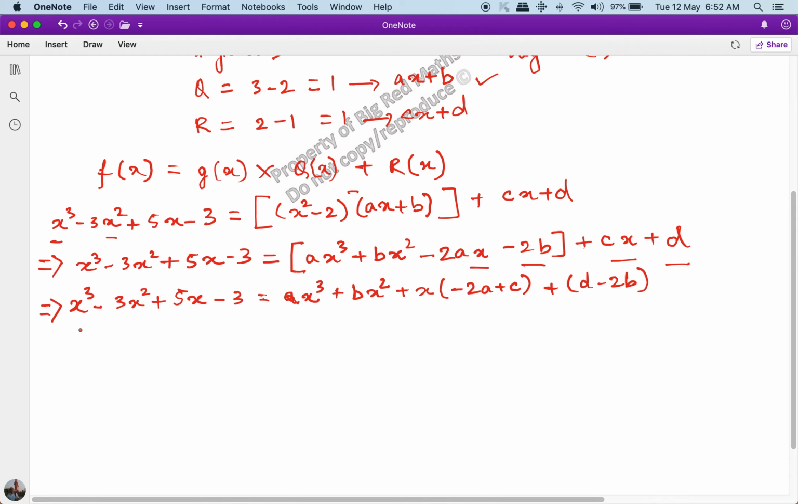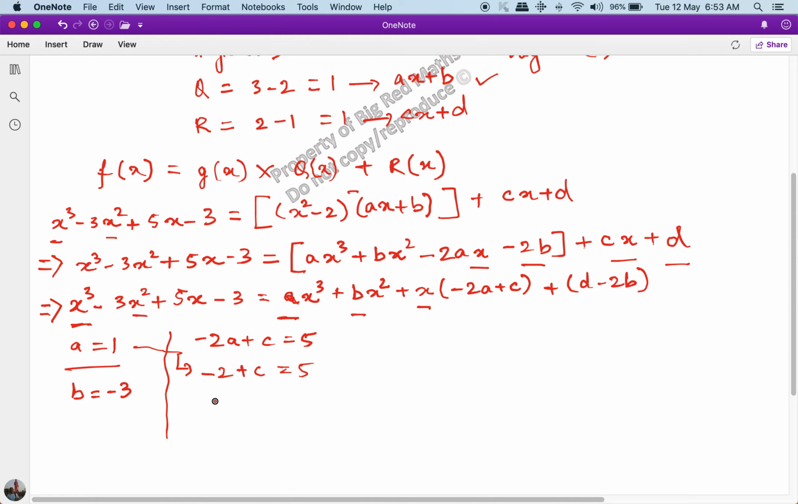Now you see, what is the coefficient of x cubed? Comparing the coefficient of x cubed on both sides, I find that a is equal to 1. Now compare the coefficient of x squared with the coefficient of x squared, and you get b is equal to minus 3. Now let's compare the coefficient of x with the coefficient of x. You get minus 2a plus c is equal to 5. But I know that a is equal to 1, so it becomes minus 2 plus c is equal to 5, and this gives c is equal to 7. So I got c also.